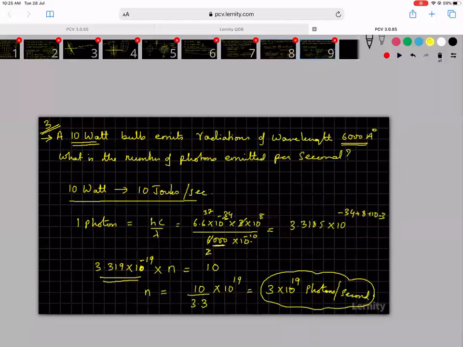This is divided by 10 power minus 19. Divided by 10 power minus 19 goes up and it becomes plus 19. So it is plus 19.